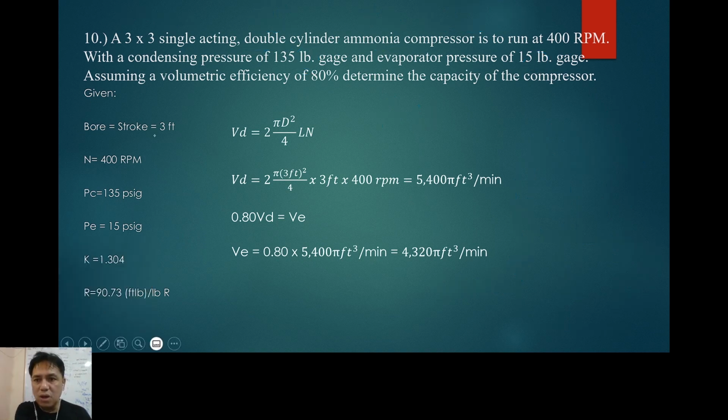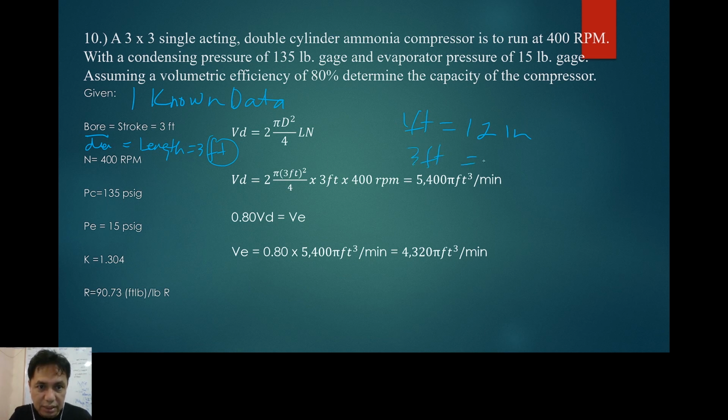So let us go first to the given or the known data. What information is known to us, class? We know that the bore or the diameter is the same as the length of its stroke, and that is 3 feet. Is this 3 feet or inches? I think it's 3 feet. Anyway, let us consider it is feet. But if you consider this as feet, it must be very large, because 1 foot is 12 inches. So if you say 3 feet, that is 36 inches. So what kind of compressor is 36 inches?